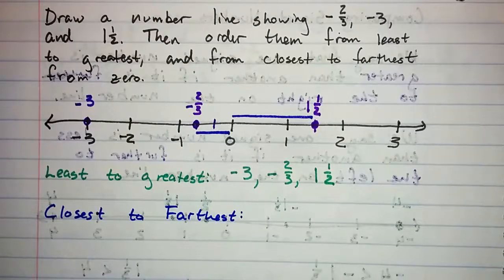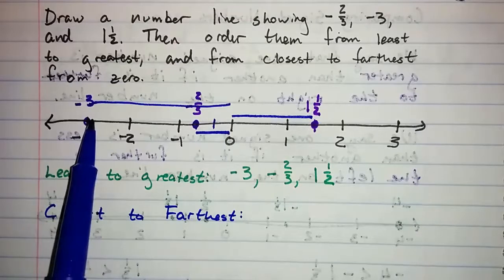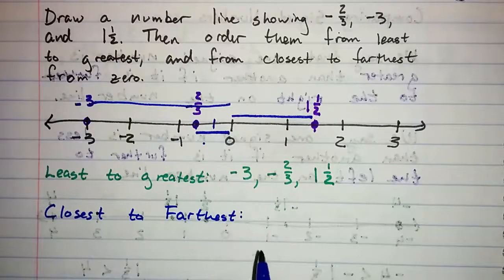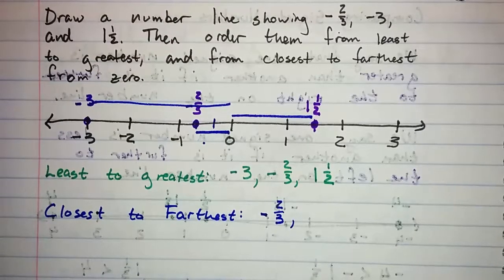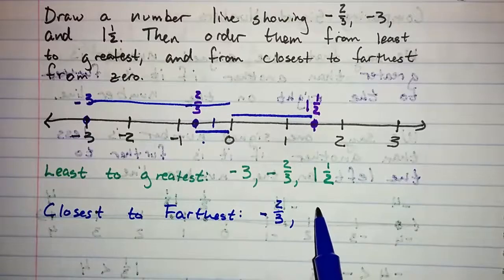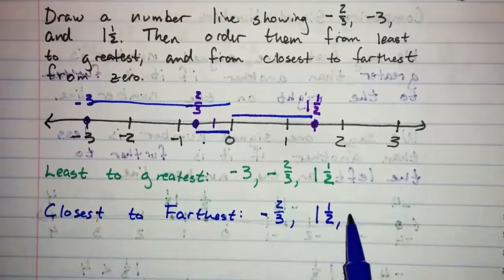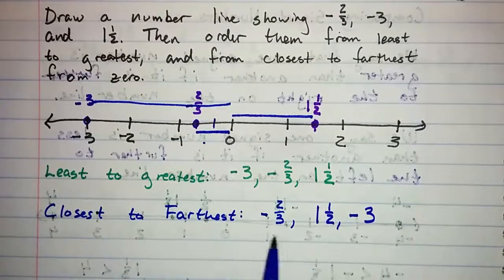Closest to farthest, well, here's the distance from 0 to 2/3. Here's the distance from 0 to 1 1/2. And here's the distance from 0 to -3. Clearly this one is smallest. This one's next. And this one is the largest. So from closest to furthest, we have -2/3, 1 1/2, -3.